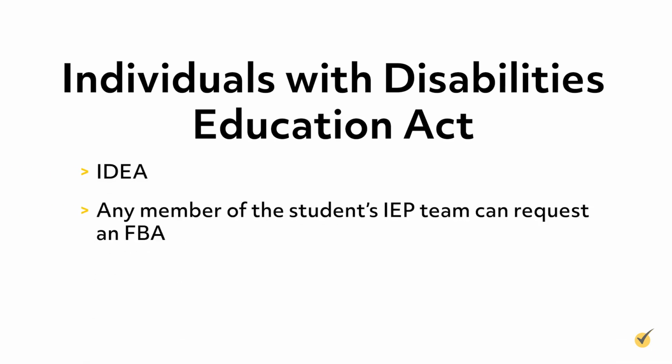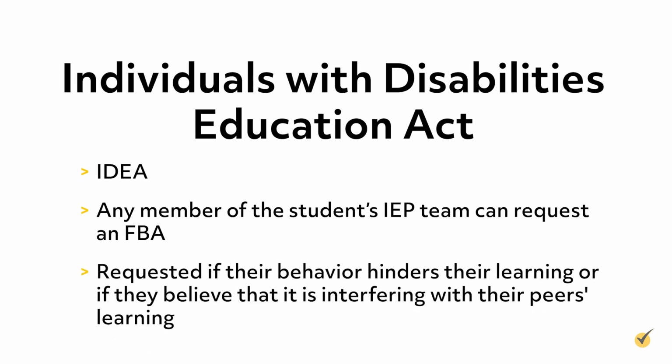Any member of the student's IEP team can request an FBA if the student's behavior hinders their learning or if they believe that it is interfering with their peers' learning. This request is typically made after the classroom has already attempted behavioral strategies that have not been successful and the student's behavior continues to impact their academic progress.